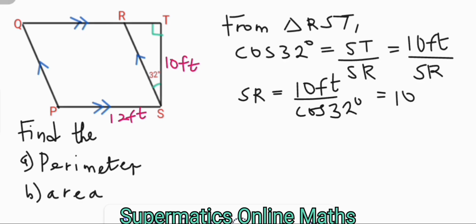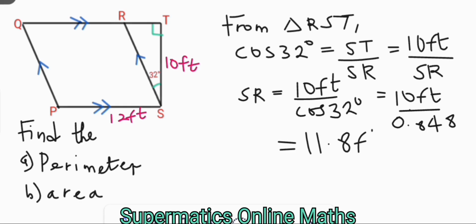And that's going to be 10 feet divided by the cosine of the angle 32 degrees, which is 0.848, so 3 significant figures. And this, when we divide, is going to give SR to be 11.8 feet. And don't forget that PQ is the same thing as SR, and that's also 11.8 feet.